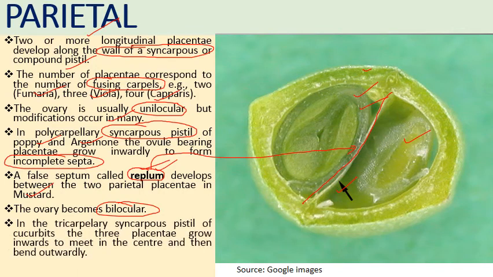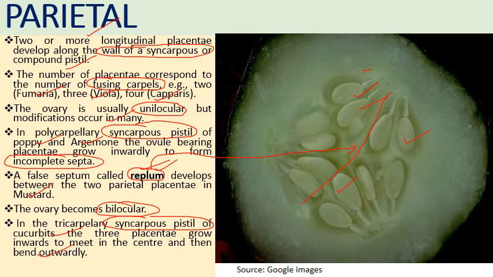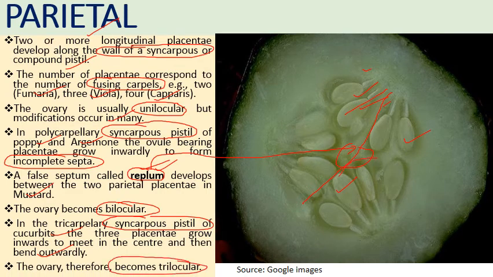In the tricarpellary syncarpous pistil of cucurbits, the 3 placentae grow inwardly to meet the center and then bend outwardly. जो cucurbits होते हैं उसमें 3 placentae grow करते हैं inwardly and meet in the center, एक दूसरे से meet करते हैं in the center and then bend outwardly, and the ovary therefore becomes trilocular. इसकी वजह से जो ovary है वो 3 chambered हमें visible होती है. This is the feature of cucurbits.